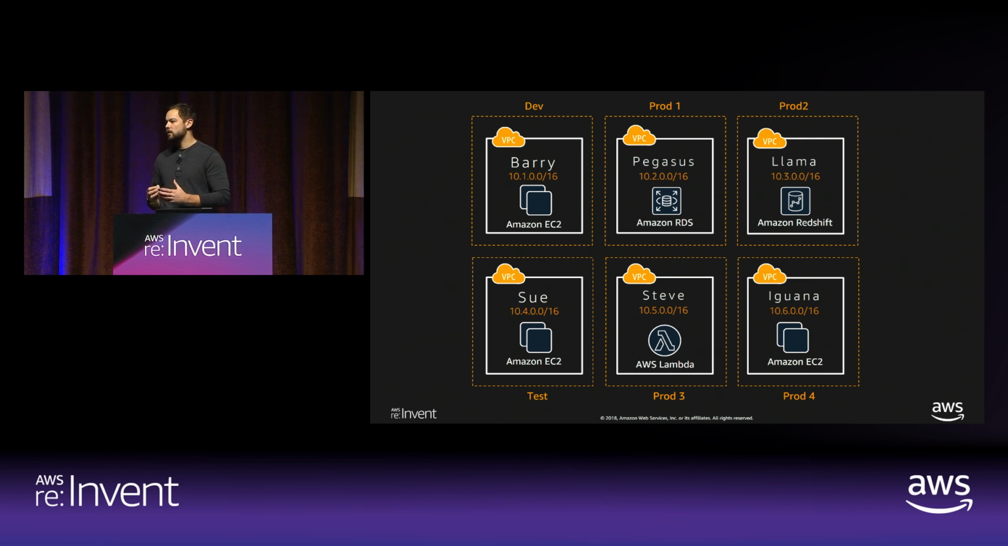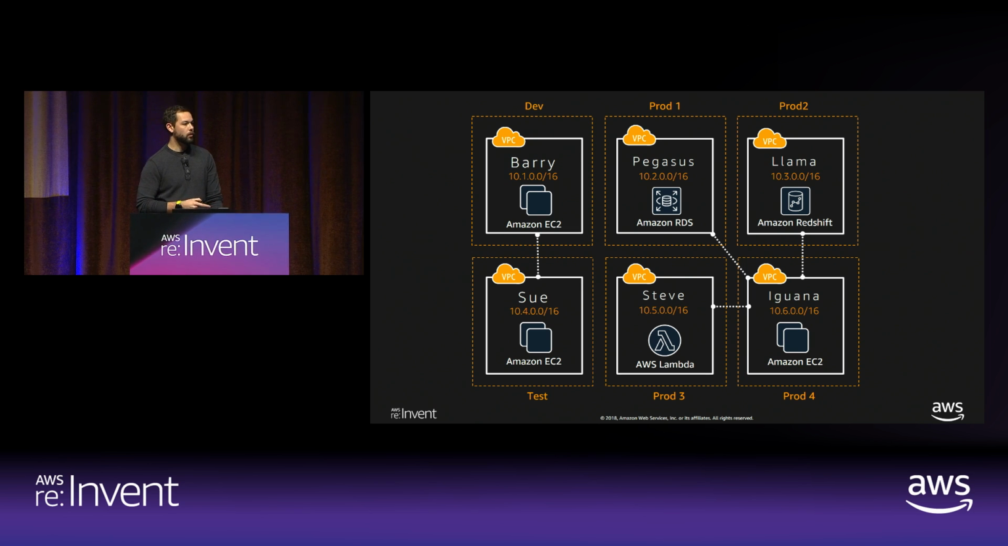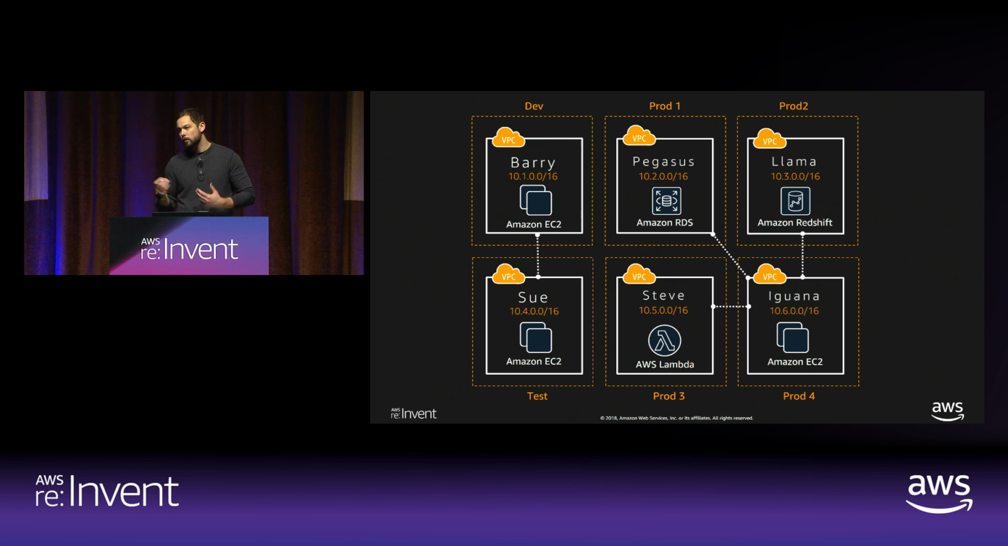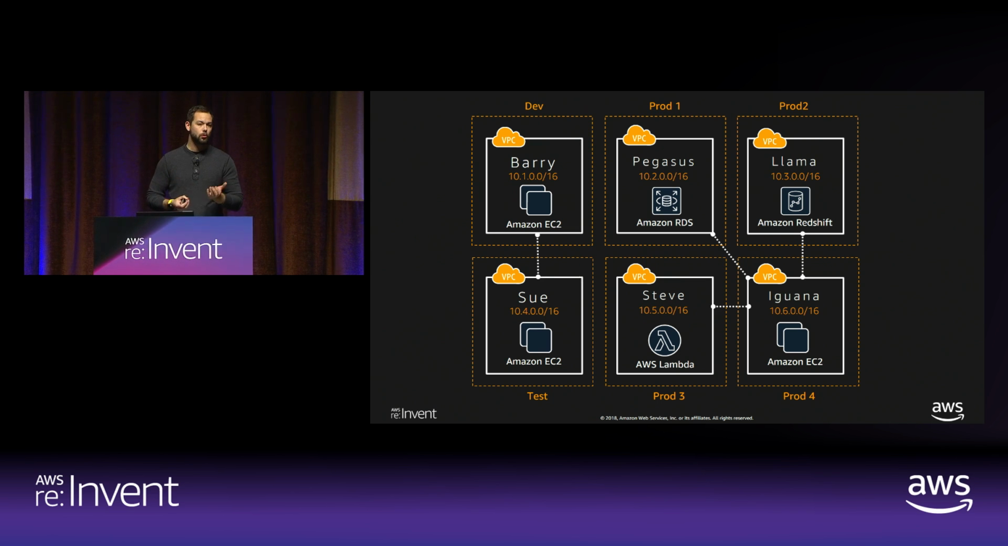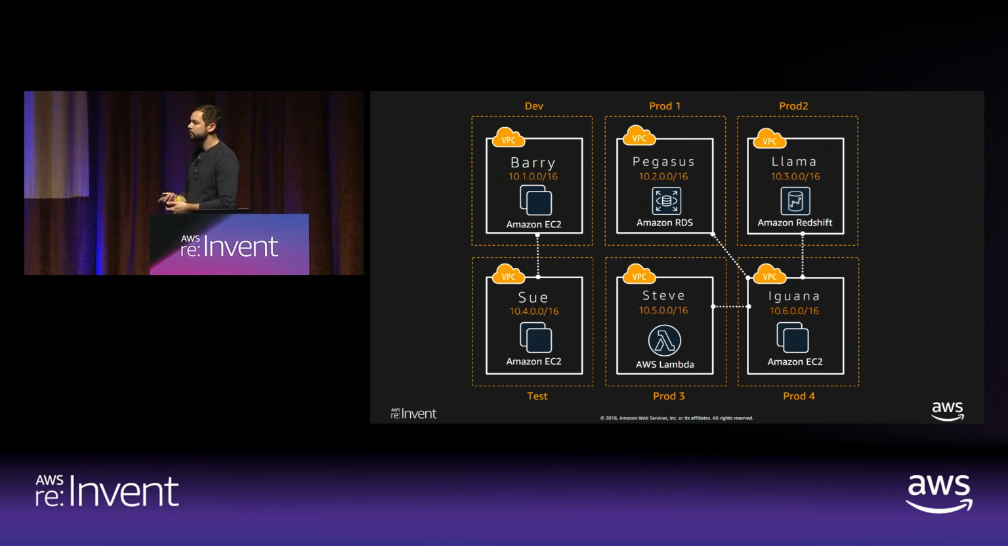Now, we're using separate accounts in these cases for, I mean, it's a demarcation point, and we'll talk a little bit more about that. But then if we want to connect these VPCs together, we'd use VPC peering. So Barry wants to talk to Sue, or rather Barry's EC2 instances want to talk to Sue's EC2 instance. You'd set up a peering connection. You'd configure a route and connect the two VPCs together.